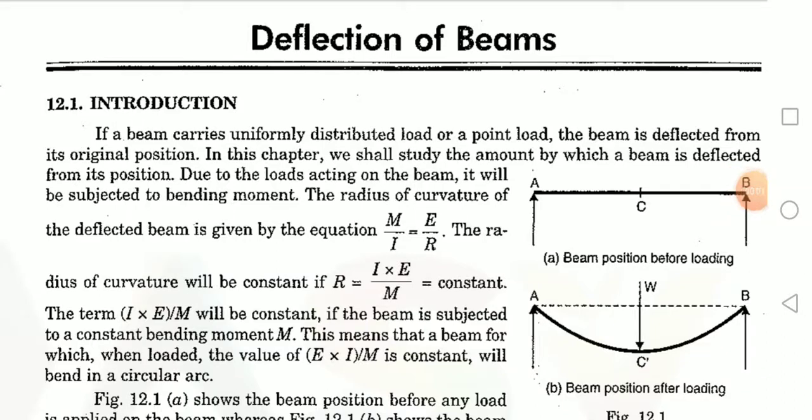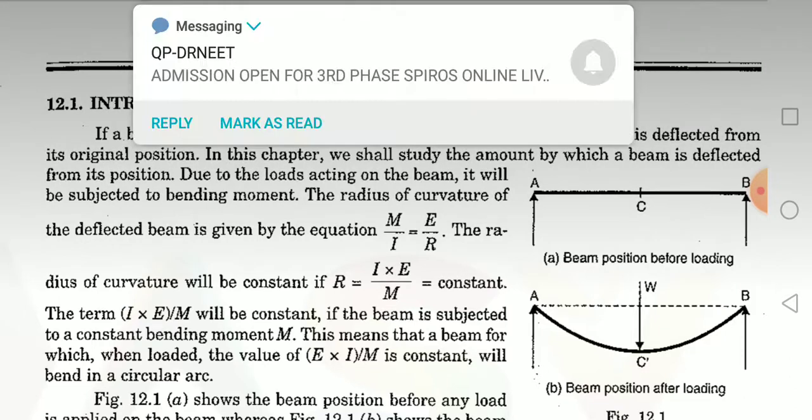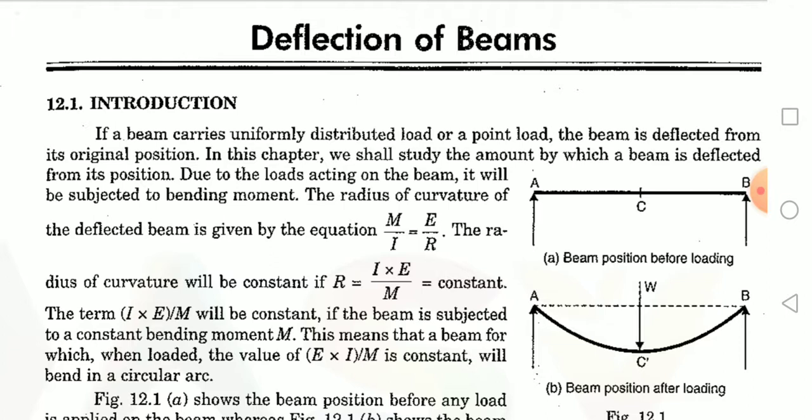So now we are in the fourth unit, deflection of beams. So let us know about deflection of beams. If a beam carries a uniformly distributed load, that is UDL, or a point load, the beam is deflected from its original position. So in this chapter, we shall study the amount by which the beam is deflected from its position. How much the beam is deflected is to be studied in this unit.